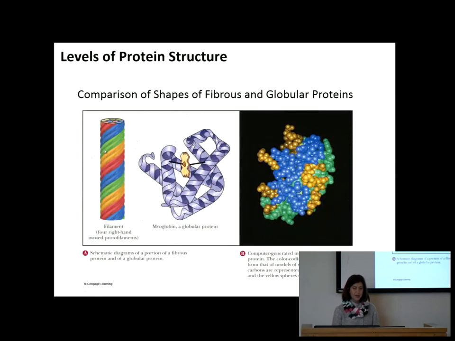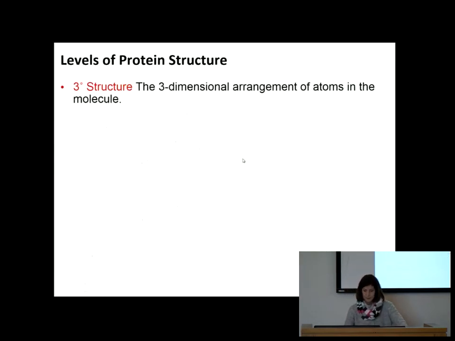So here's a nice comparison of our fibrous and globular protein. Globular looks like, again, a glob. But remember, it does have this three-dimensional shape. So we're going to spend some time here talking about the forces. And again, as you're condensing your notes here, what I would do is go through the levels of your protein structure, define them, and really talk about the forces involved in each.